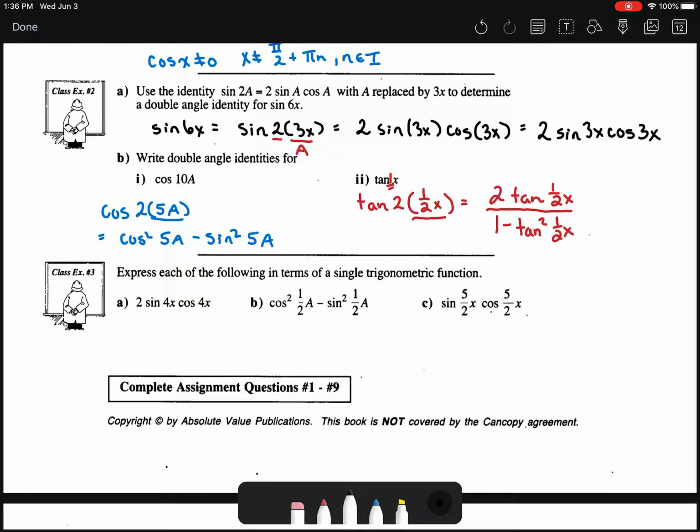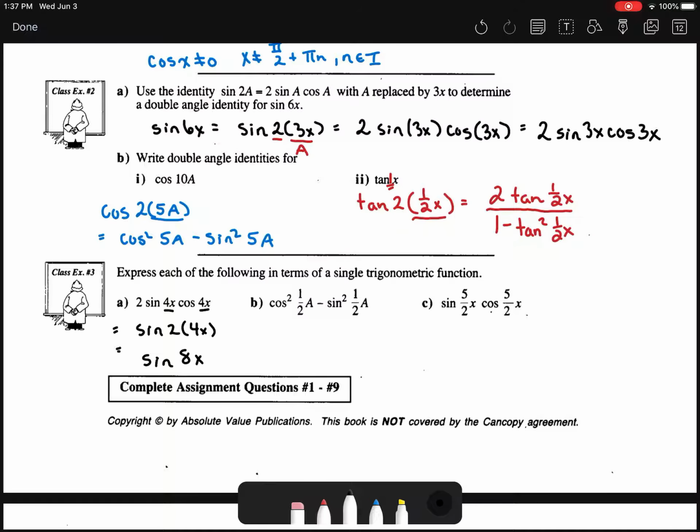Now in class example 3, we're going the other way. They've written out the identity in the expanded form, and I'm going to bring it back and simplify it a little bit. So what I have here is 2 sine of a cos of a. Those are your a's there. See how we have 4x repeated? So when you have 2 sine a cos a, that's the same as sine of 2a, and your a is 4x. So this can be simplified into the sine of 8x.